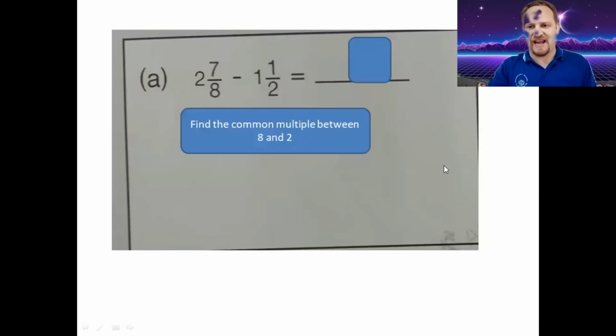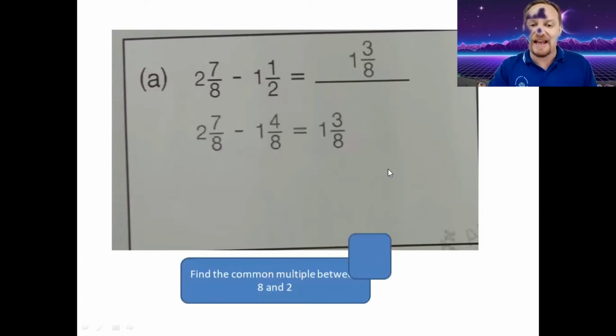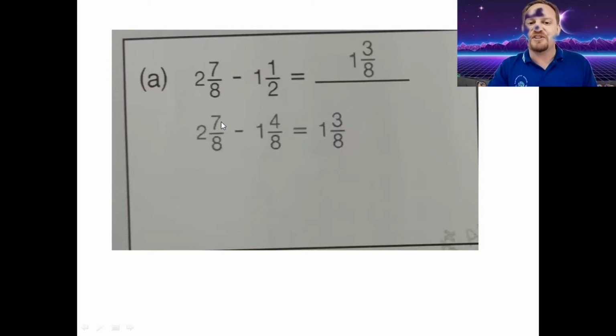Question 2a, subtraction. We have 2 and 7 over 8 minus 1 and 1 over 2. Find the common multiple between 8 and 2. That would be 8, wouldn't it? Now we have 2 and 7 over 8 minus 1 and 4 over 8 equals 1 and 3 over 8. B.